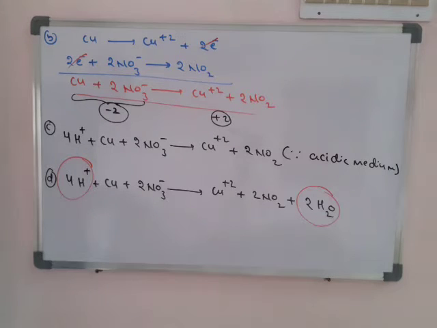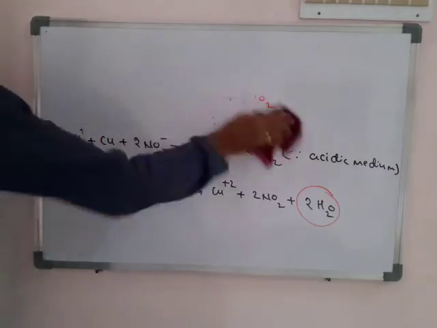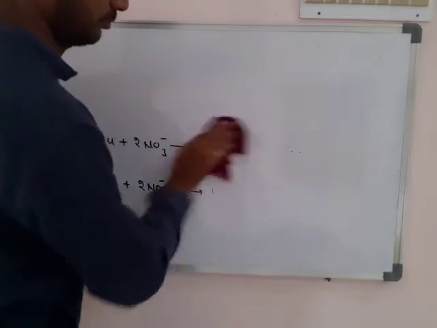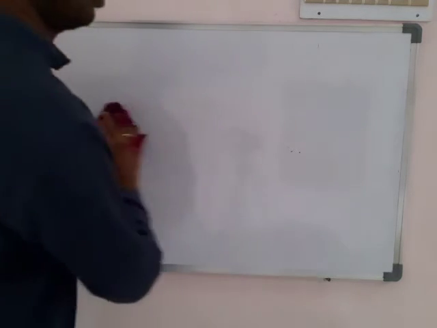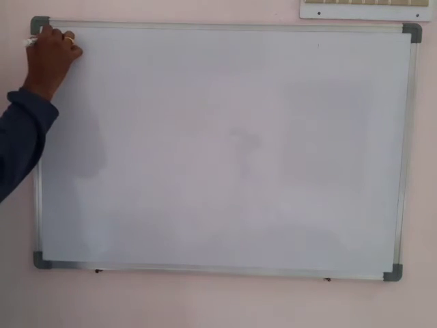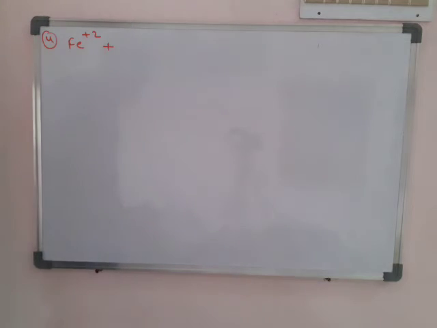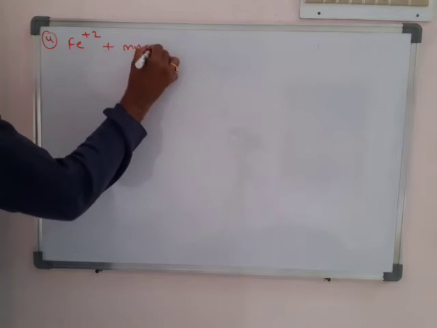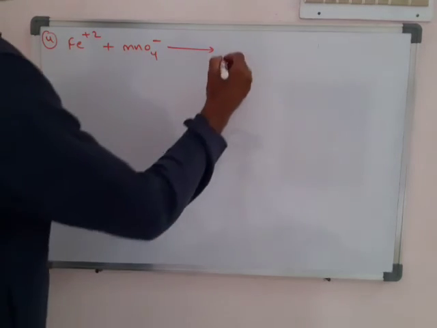Then it is given. See the question: Fe plus 2, or 2 plus, no change in it. MnO4 minus giving Fe plus 3.